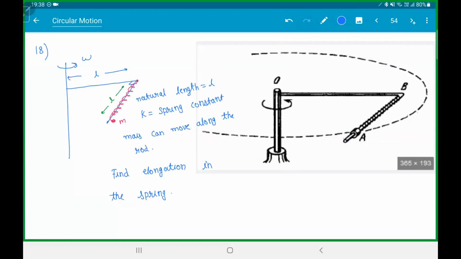You took an L-shaped rod and you connected the spring from here. So let's call this thing O, B, and A. So the spring is only from B to A. Get this? Just give it a try. Have some water and come.